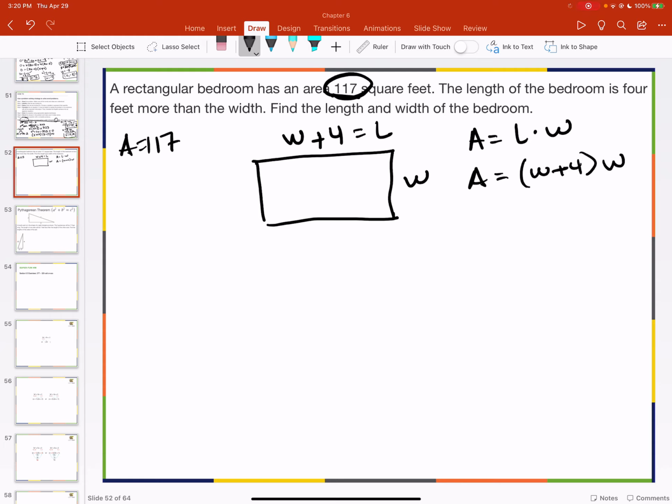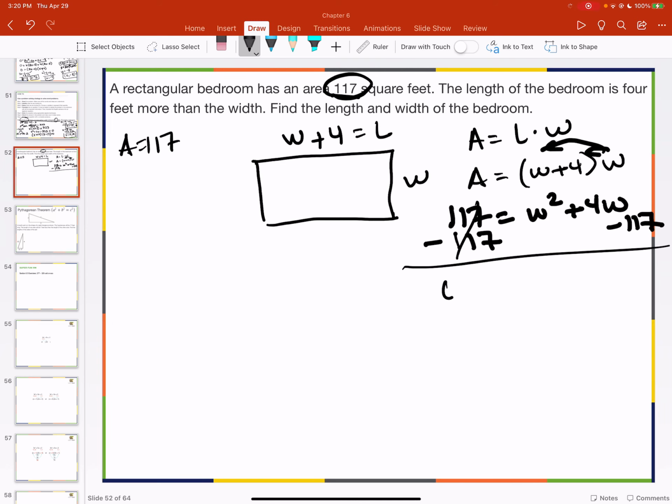But it gives us a number for the area, 117. So then 117 is equal to, let's distribute this, W squared plus 4W. Solving for 0, we're getting 0 on the left side of the equation. We get W squared plus 4W minus 117. So let's go ahead and factor that. What are two factors of negative 117 that when combined give you positive 4? So let's go ahead and figure that out.